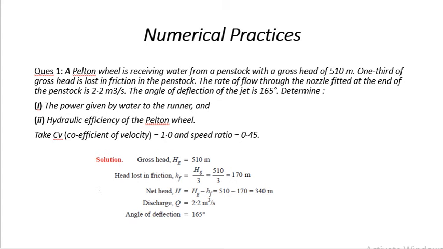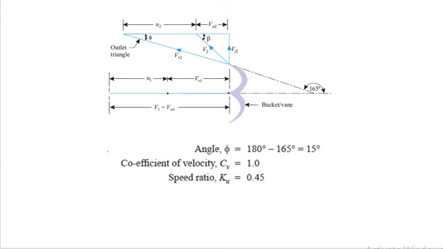In the question, gross head is given, that is 510 meters. Head loss in friction is 1/3 of the gross head, that is 170 meters. So net head you can calculate with the formula Hg minus Hf. So net head is 340 meters. Discharge is given, that is 2.2 meter cube per second. Angle of deflection is also given in the question, that is 165 degrees. So you can draw the velocity triangle which we had discussed in our last lecture. And phi, that is the blade angle at outlet, you can calculate with the help of this angle of deflection. So this is 180 minus 165, that is 15 degrees.